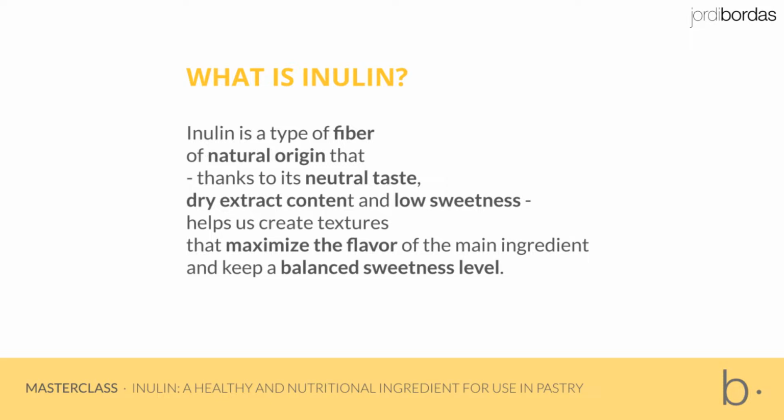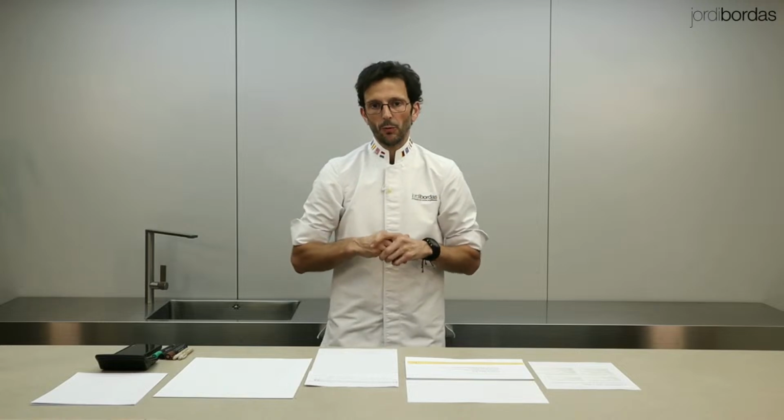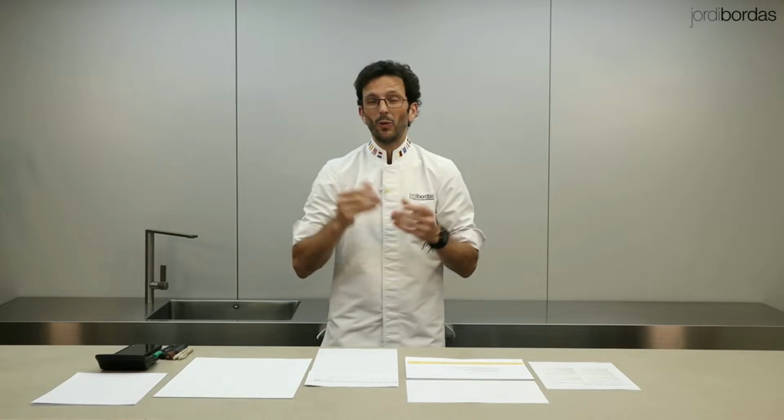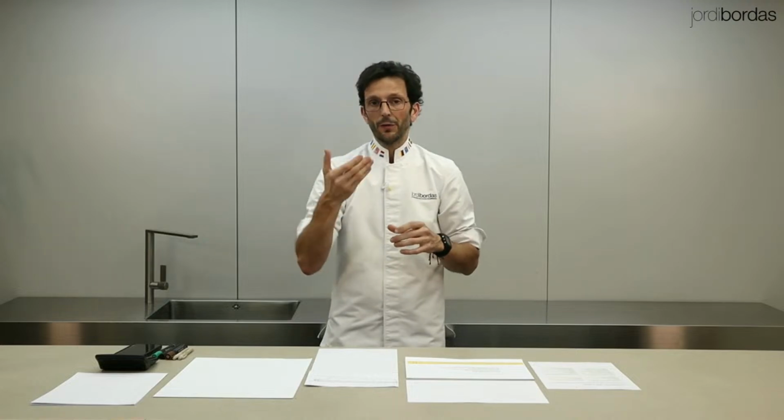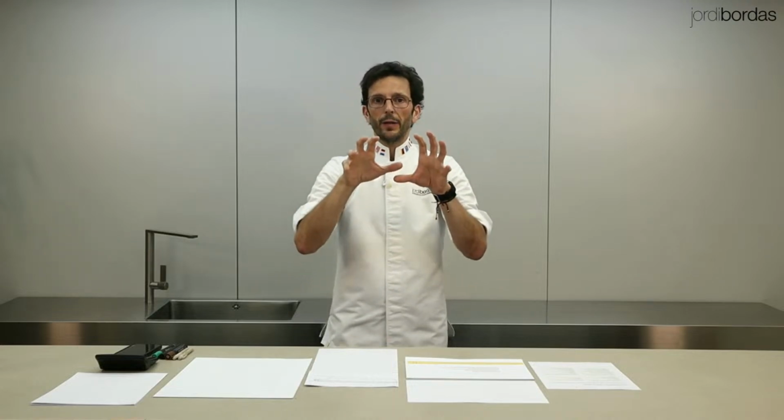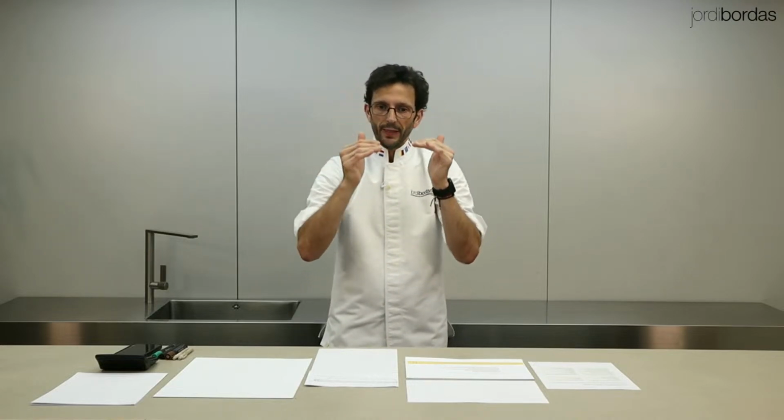Imagine that we have a mango compote where we are using, for example, 20-25% of sugar. This is a really common problem in classic pastry, no? In compotes or gelée textures, we use a lot of sugar. We can use inulin, for example, in order to reduce the quantity of sugar.